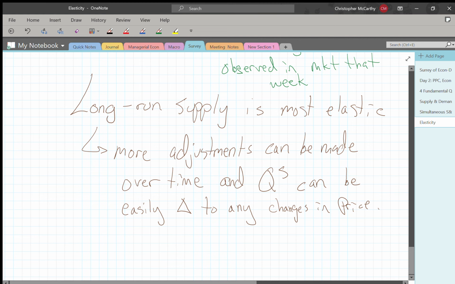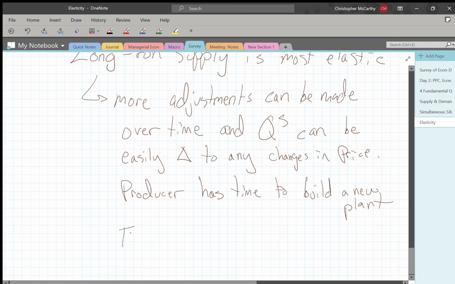So, our example here is, the producer has time to build a new plant. The farmer has time, can plant different crops or expand their land.